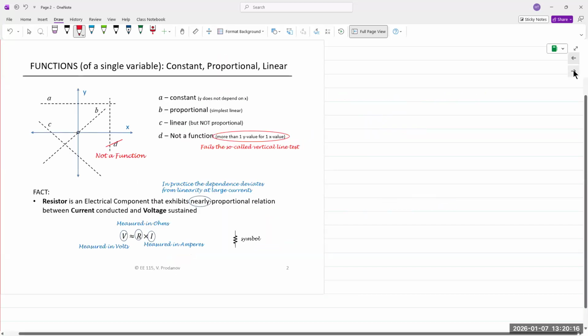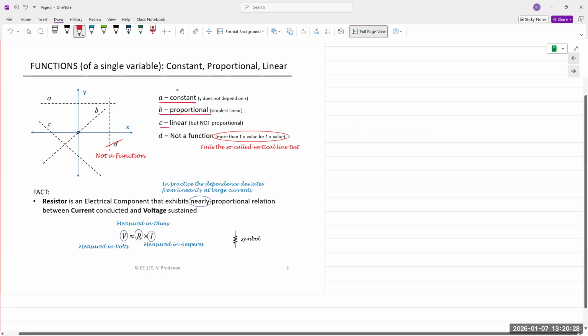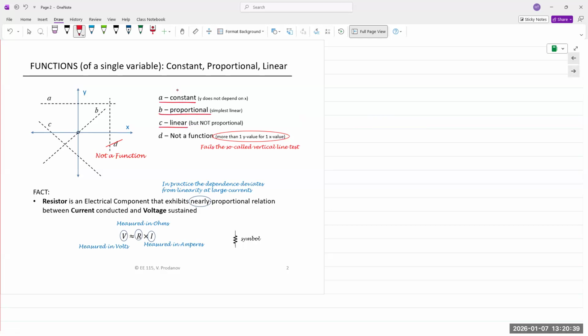All right. So functions. What kind of functions are we dealing with? Well, we have constants, we have proportional, we have linear. And sometimes we have something that might not be a function at all. Okay, but primarily we are dealing with resistors. Resistors have linear relationships between voltage and current. And so most of the equations or the functions associated with the resistive circuit analysis are linear.